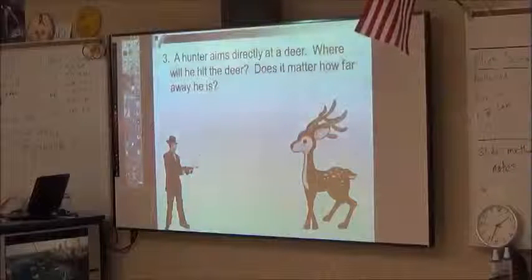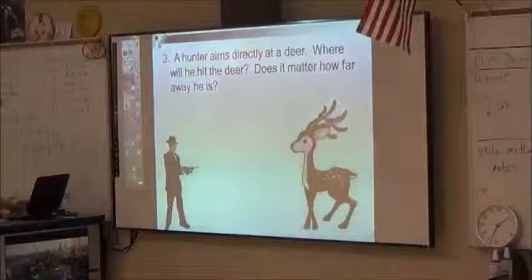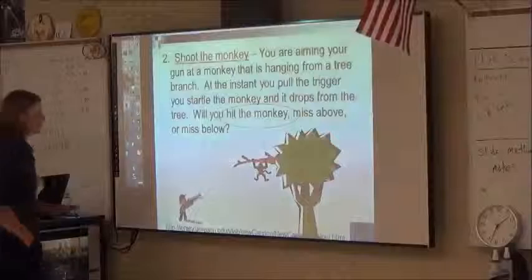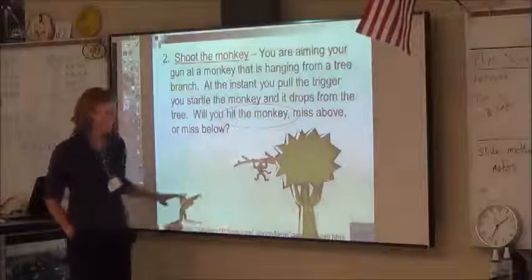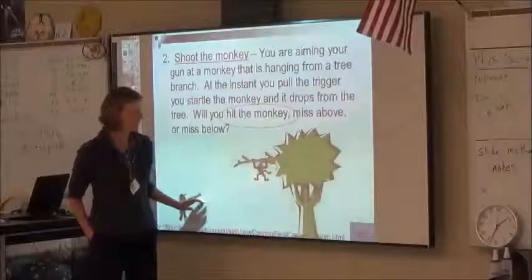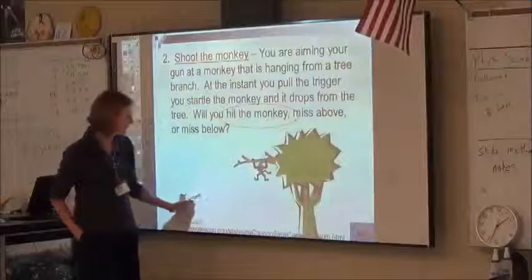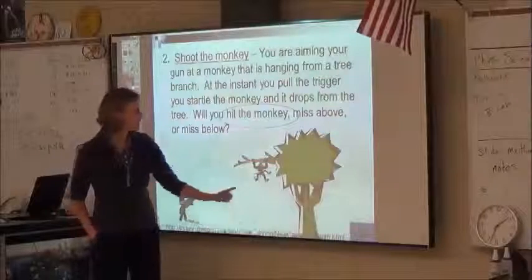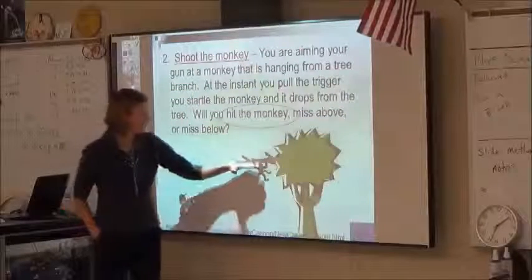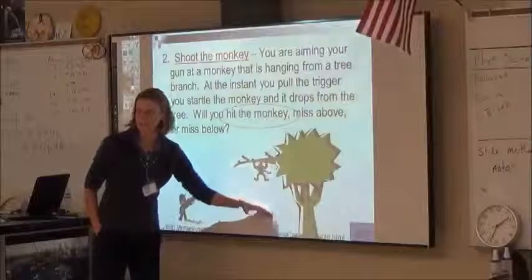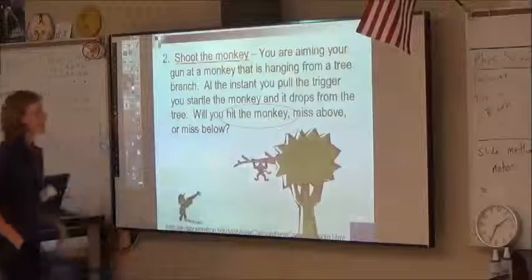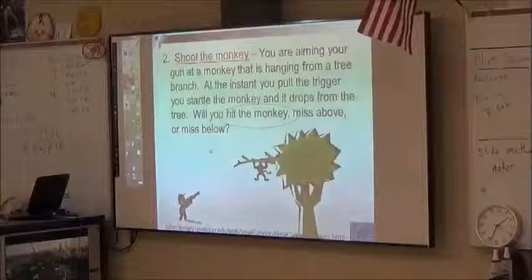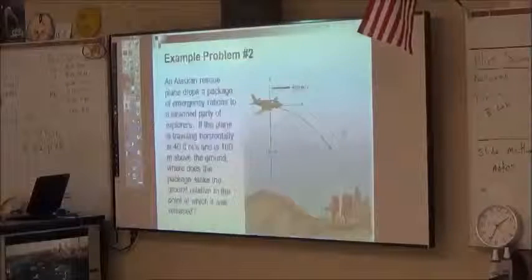So back to shoot the monkey. If the monkey didn't drop, you were probably not going to hit him. Or you're obviously at least going to hit below where you're aiming, because gravity's immediately pulling down on your bullet. But if he actually drops when you fire the trigger, he'll almost fall into the bullet. So that's actually your only way to hit the monkey. All right, I'll show you a little more on that next time.